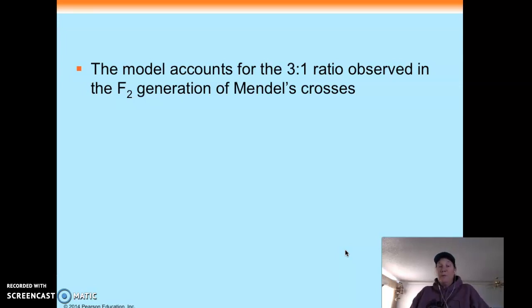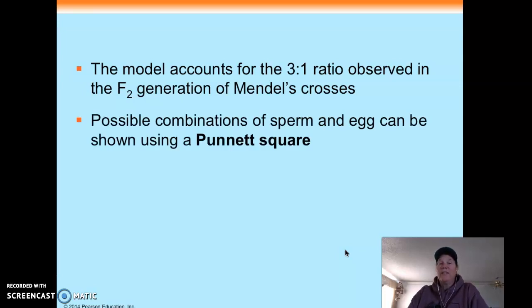25% of those would be homozygous dominant, 50% would be hybrids, and 25% would be homozygous recessive. And we'll show you that through what they call a Punnett square. The Punnett square was designed by a guy whose last name was Punnett, and it shows you how you can figure out what combinations you're going to get when you break up those alleles, when you form the gametes.